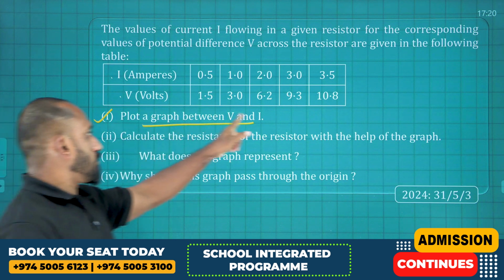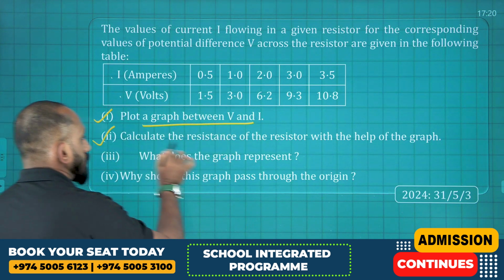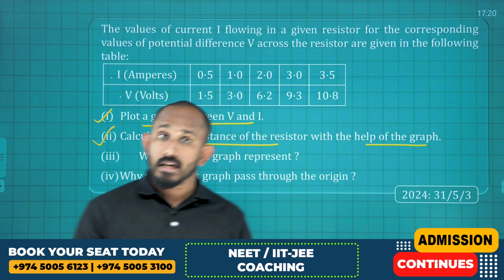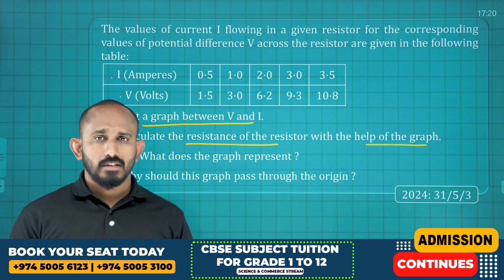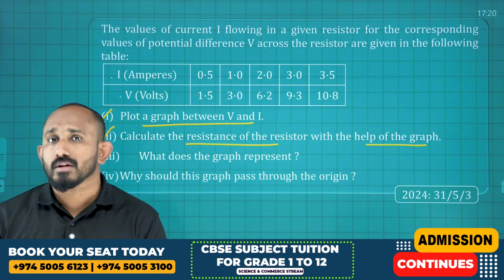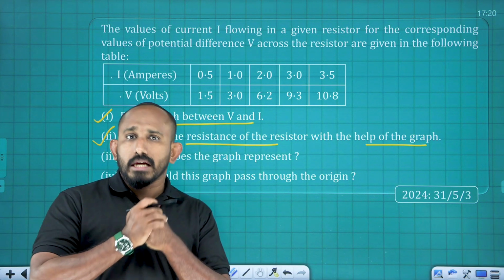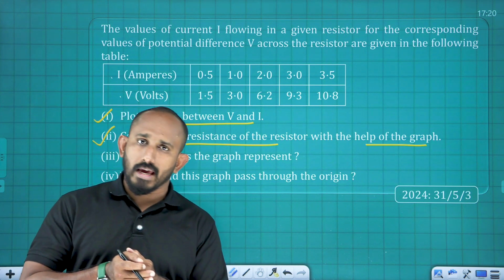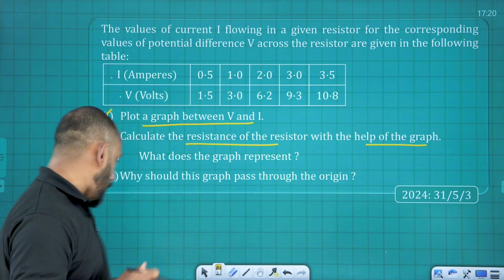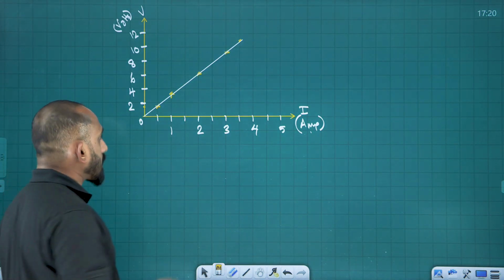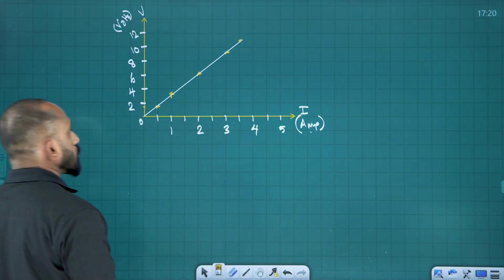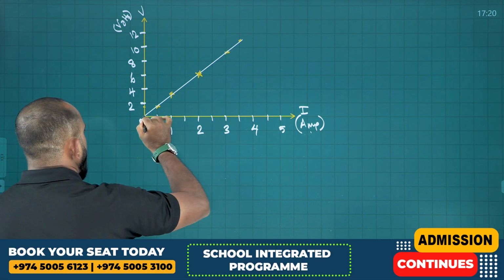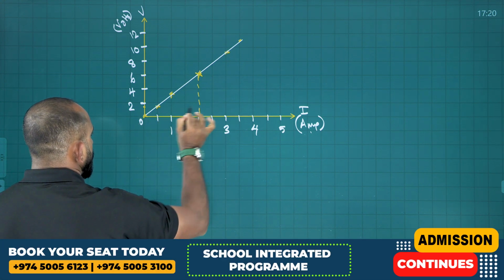So plot the graph between V and I. Now calculate the resistance of the resistor with the help of this graph. From the VI graph, the best application is that you can calculate the resistance. The slope or gradient of the graph gives you the resistance. See here, you take any 2 points from this graph. For example, I am taking this point and this 0 point for easy calculations.